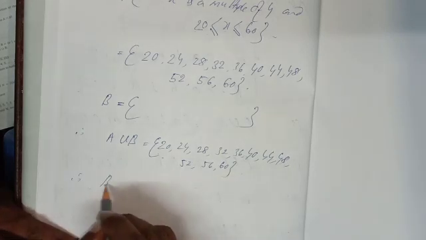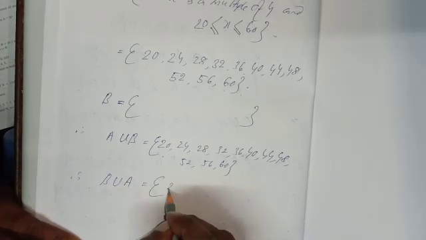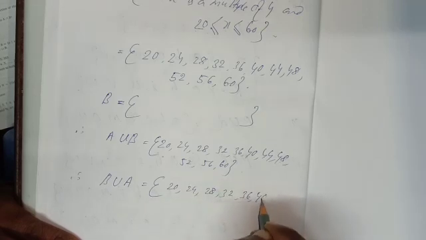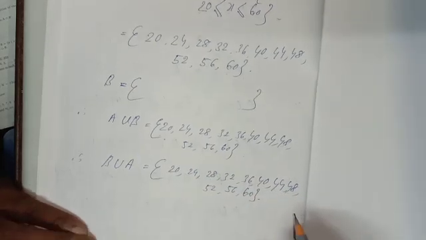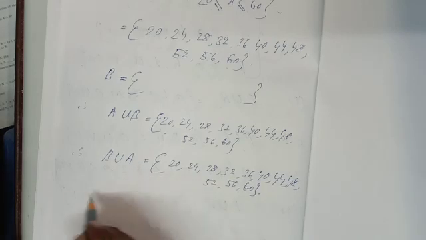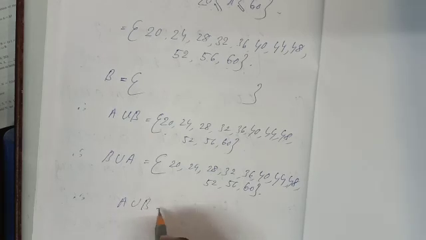Therefore, B union A will also have the same elements. That is 20, 24, 28, 32, 36, 40, 44, 48, 52, 56 and 60. These are the elements present in B union A. From this it is clear that A union B is equal to B union A.